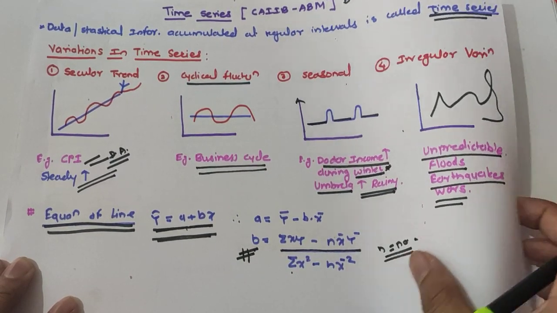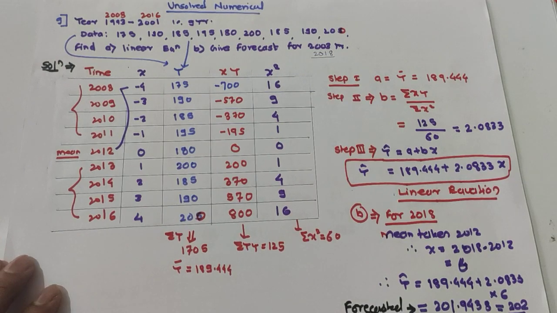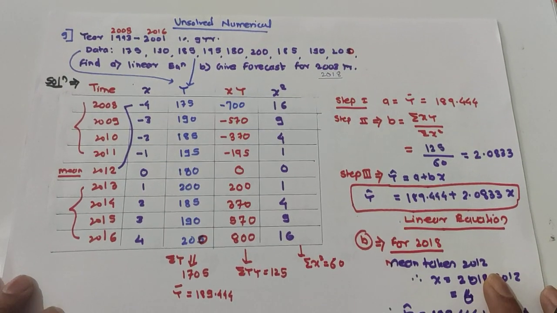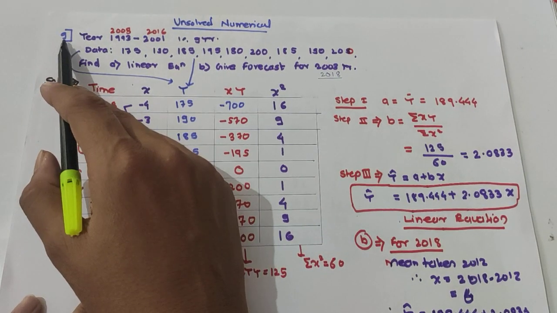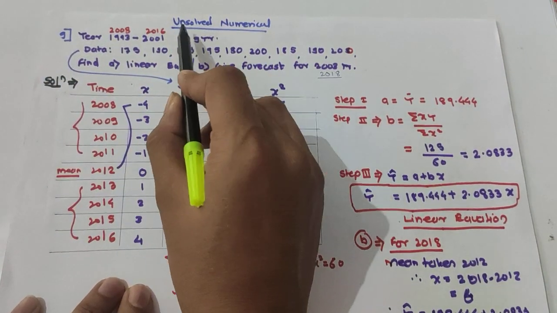So friends, let's move to the numericals. These are very important for your CAIIB examination. See friends, we are solving the 9th numerical, which is unsolved in the Macmillan book.